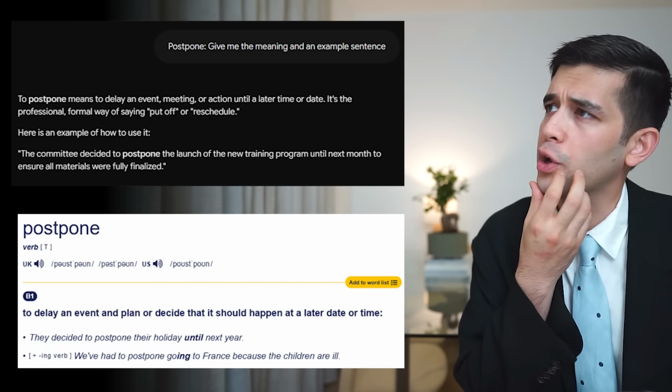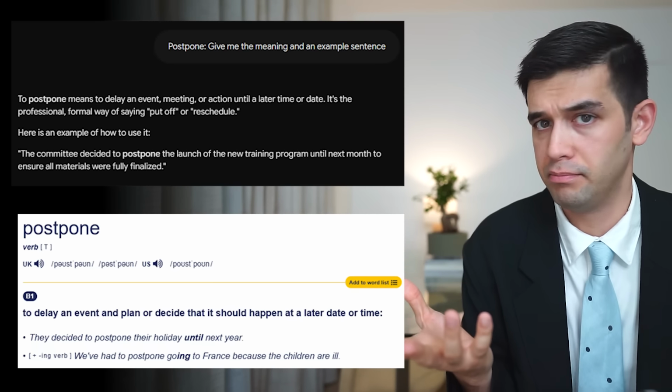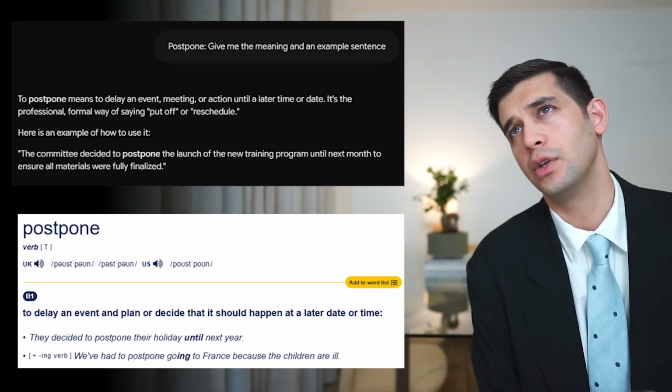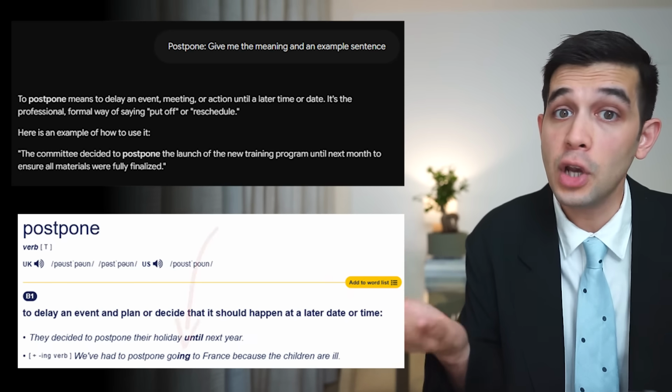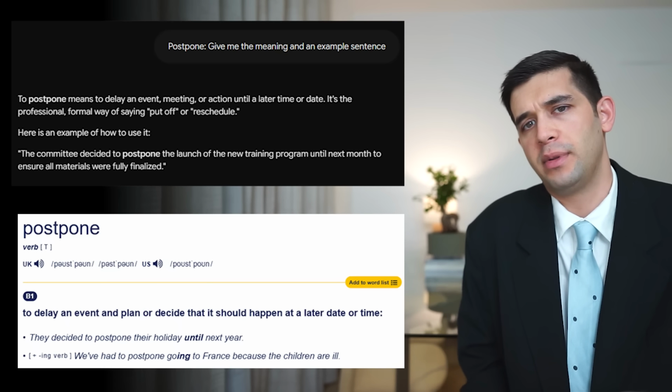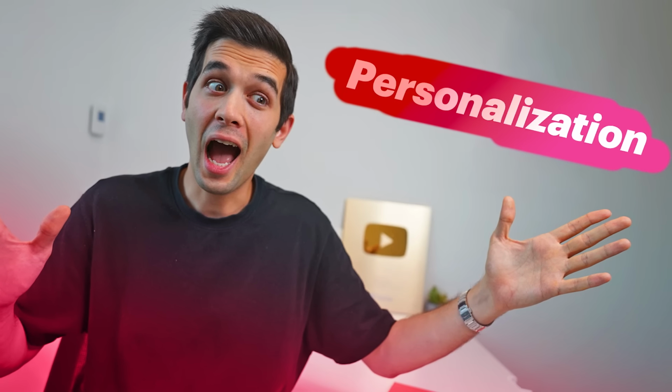What preposition or conjunction to use with postpone? Until. What verb form to use after postpone? Gerund, ing form. So you see, it is not just the meaning you get from dictionary. You are actively learning and your brain is engaged when you're using a dictionary. So don't use AI.